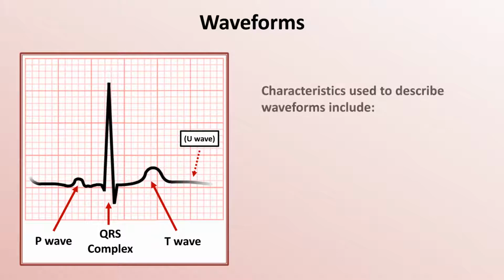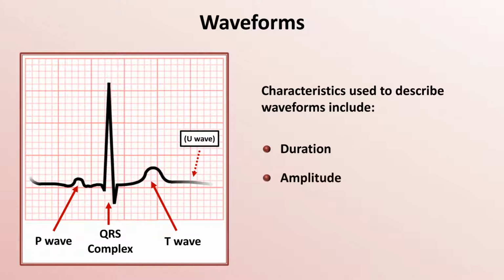Waveforms can be described according to a variety of characteristics. They include duration. For example, an unusually long P wave may be a sign of left atrial enlargement, or an unusually long QRS complex may be a sign of conduction block in either the right or left bundle branches.